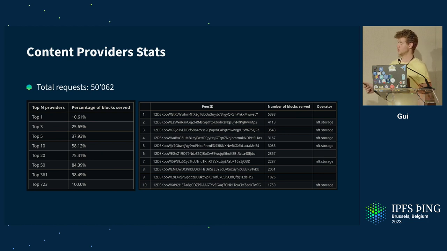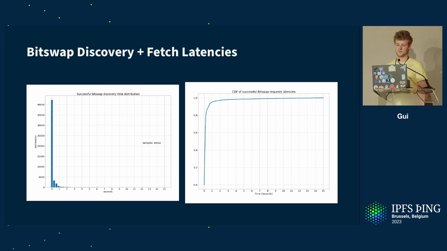And what we also observed is that NFT.storage, so that's on the left and right-hand side, the top 10 peer IDs that were serving blocks, and most of the requests were towards probably NFTs provided by NFT.storage. But we couldn't find all of the operators of the top 10 peer IDs.